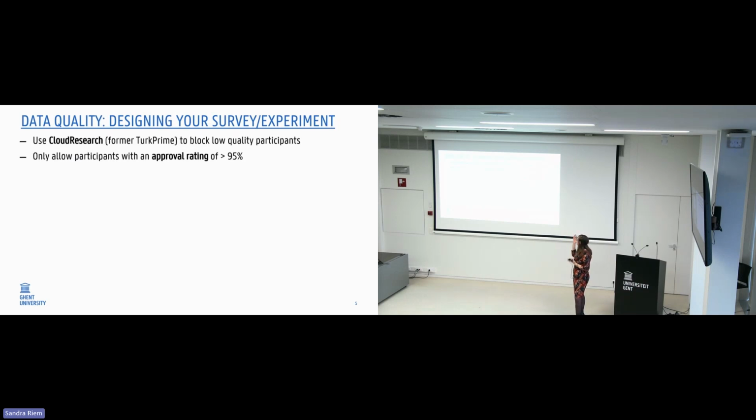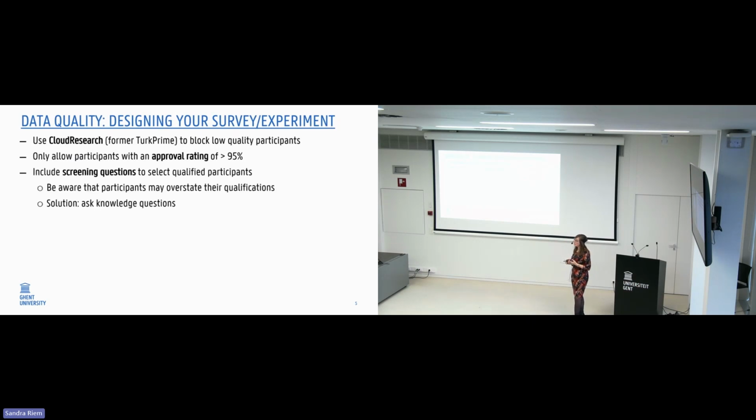And an approval rating of more than 95%. You see for all participants on mTurk and Prolific what their approval rate is, and you can select only those, so that only they get the invitation for your survey or experiment. So only allowing participants with an approval rating of 95% really increases your data quality.